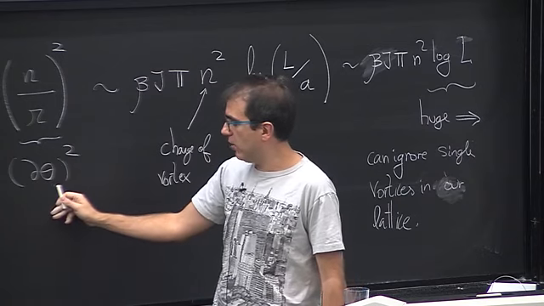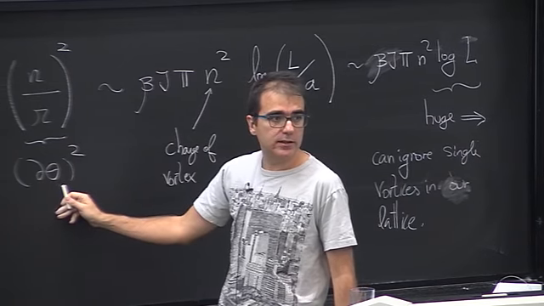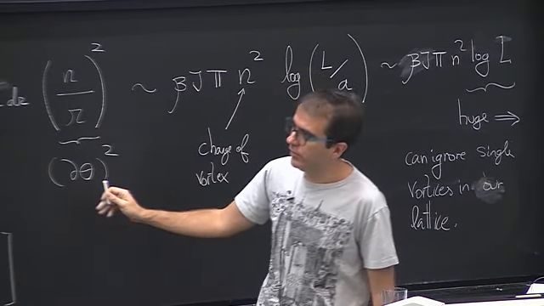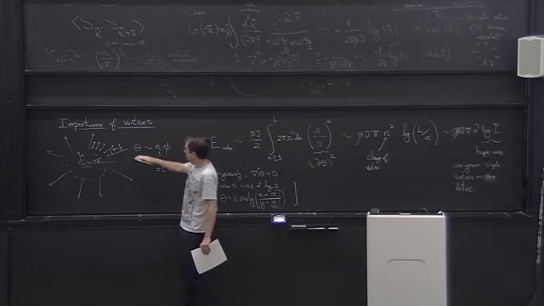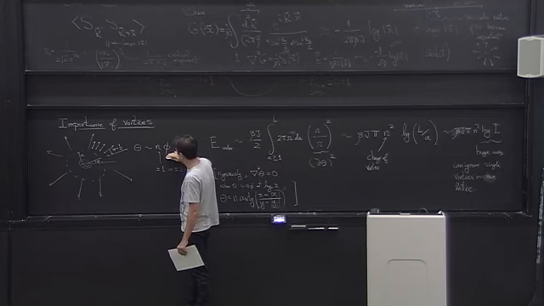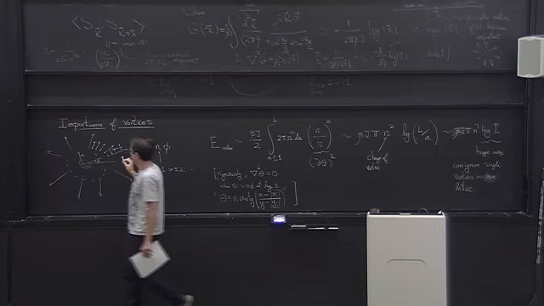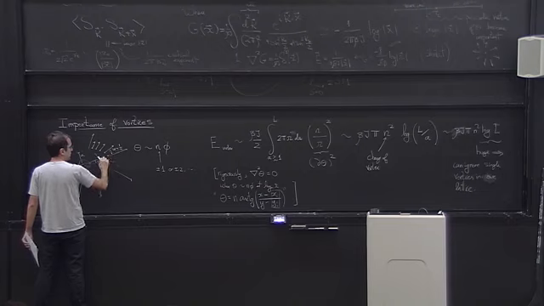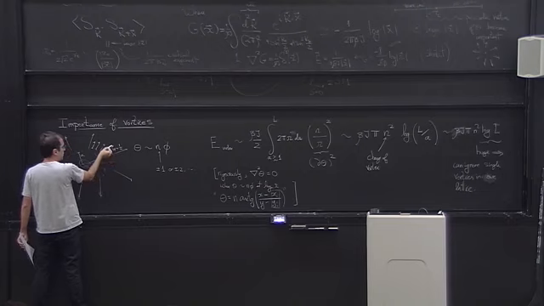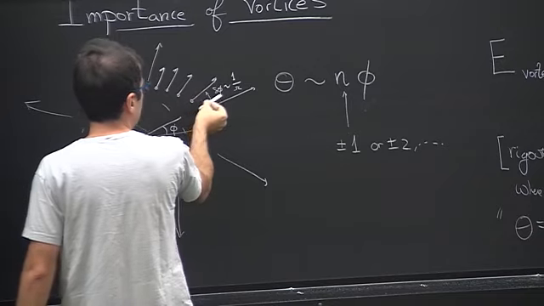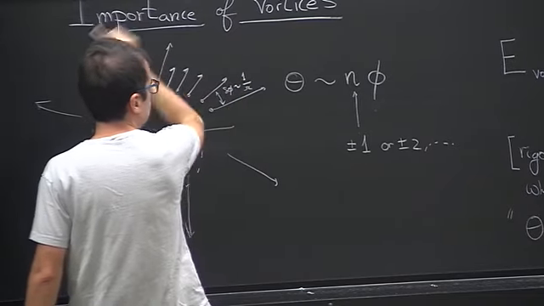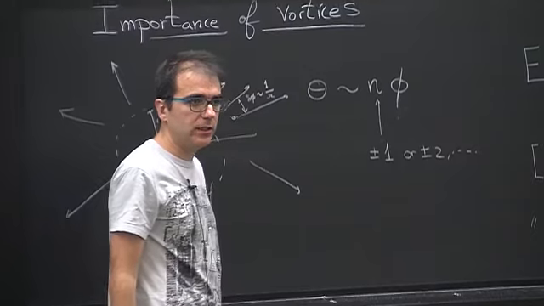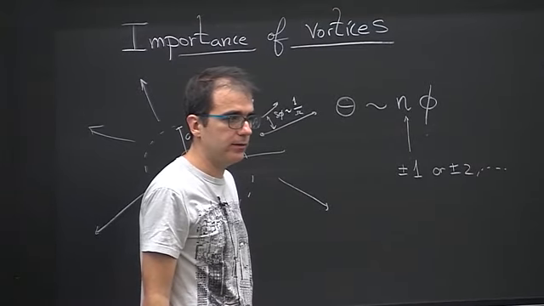This is just how much the angle is varying. And the angle is just n times phi. So as I'm taking the derivative in radial coordinates, the variation becomes smaller and smaller as I go to larger distances, because when I integrate, the total variation must be equal to 2 pi.